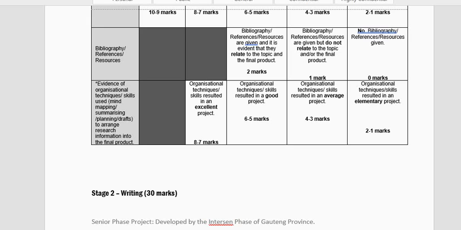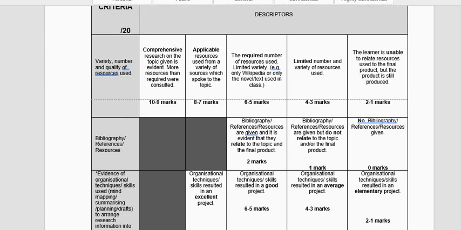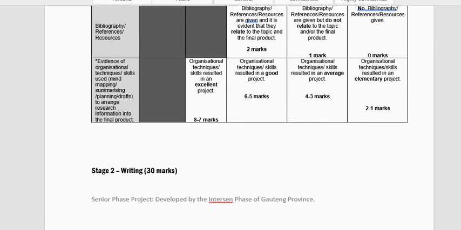And look at the requirements. The organizational techniques used resulted in an elementary project at the end. Can you see why we say you can only determine whether the child meets these requirements at the end of the project? The organizational skills resulted in an average project. The organizational techniques and skills resulted in a good project. And the last one, but not the least, they resulted in an excellent project. So here, ladies and gentlemen, is the research rubric to be used.